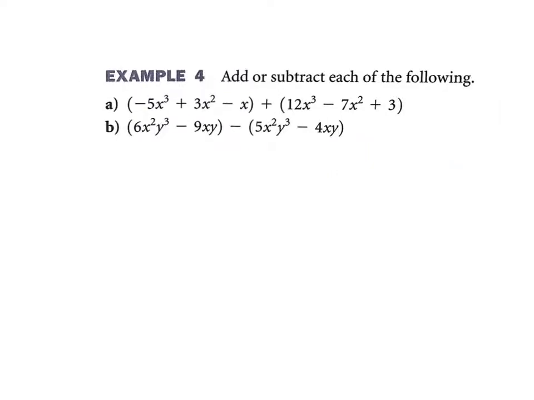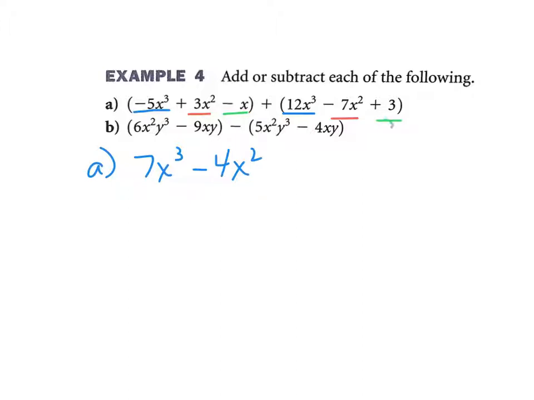The next thing we're going to do is add or subtract the polynomials. And this is very, very simple, especially the addition one. You're just going to add and subtract the like terms. So I'm going to underline these two. And because there's the addition sign in the middle, I'm going to just add straight across. So negative 5 plus 12 will be 7x cubed. These two are also like terms. 3 plus negative 7 is negative 4x squared. And then I have these also.